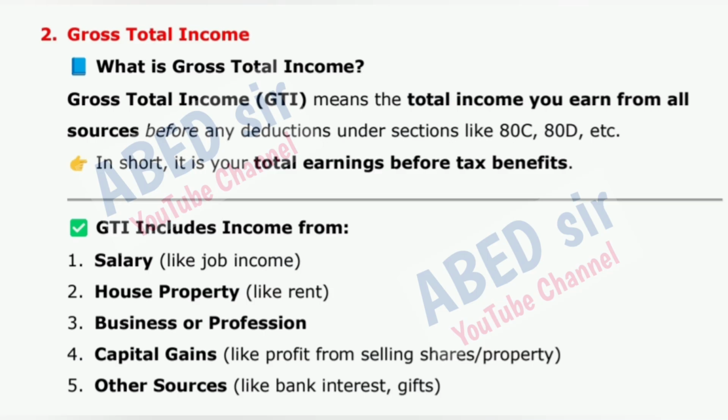GTI includes income from: 1. Salary, like job income. 2. House property, like rent. 3. Business or profession. 4. Capital gains, like profit from selling shares or property. 5. Other sources, like bank interest, gifts.